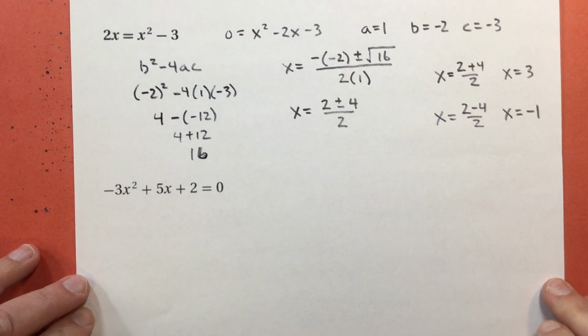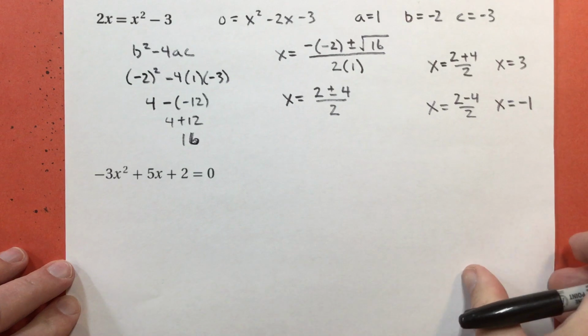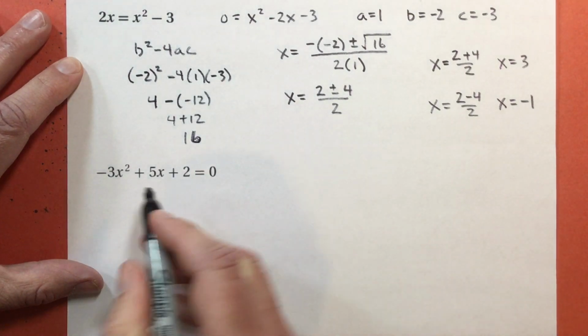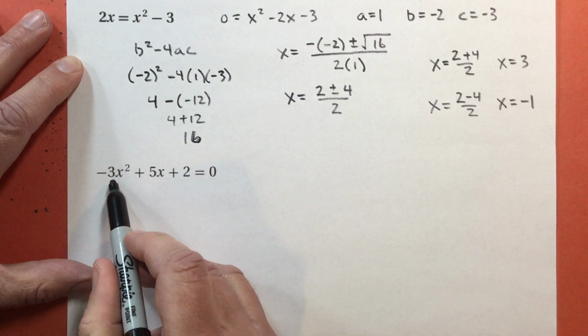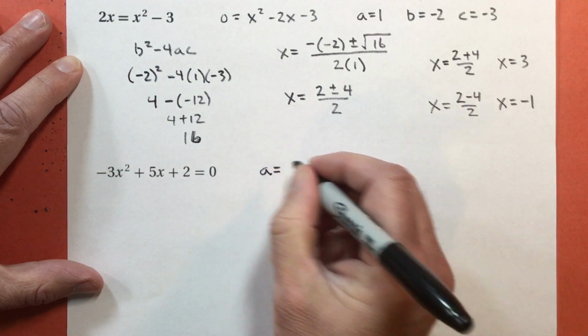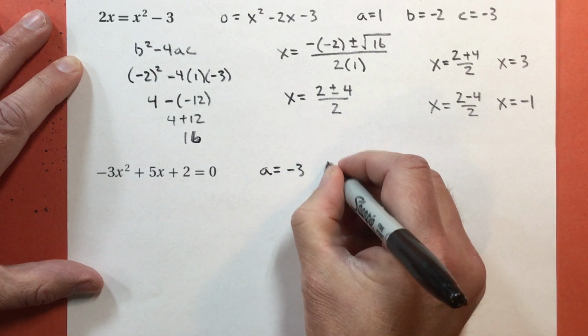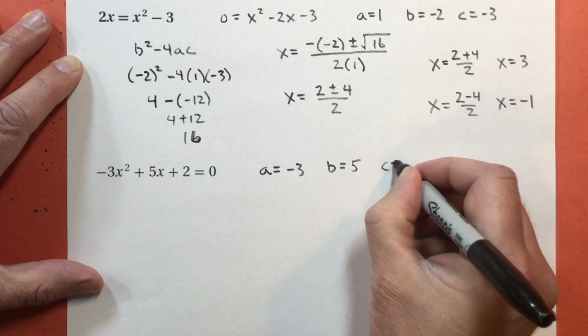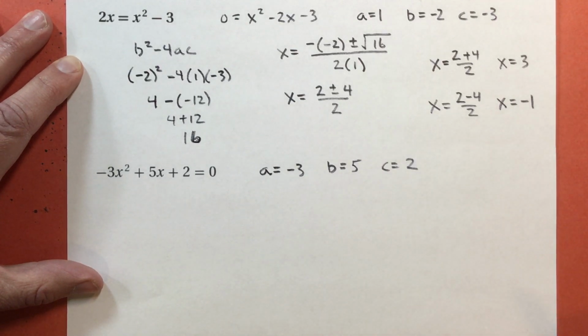All right, let's do one more for this video, but you'll be seeing lots of examples of the quadratic formula. This one's in the form that I want. It's standard form, and it's set equal to 0. So I'm just going to identify a is going to be negative 3, b is going to be 5, and c is going to be 2.